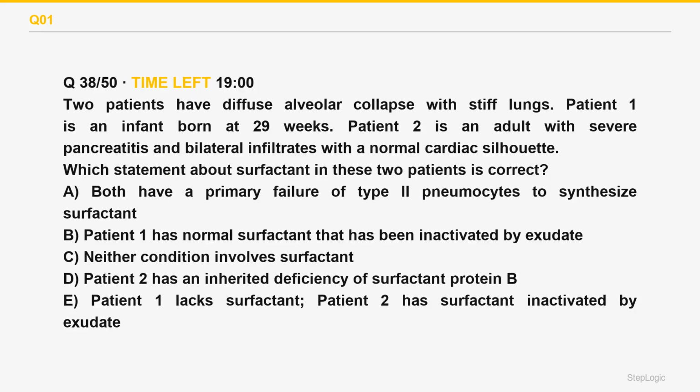Which statement about surfactant in these two patients is correct? Two patients have diffuse alveolar collapse with stiff lungs. Patient 1 is an infant born at 29 weeks. Patient 2 is an adult with severe pancreatitis and bilateral infiltrates with a normal cardiac silhouette.